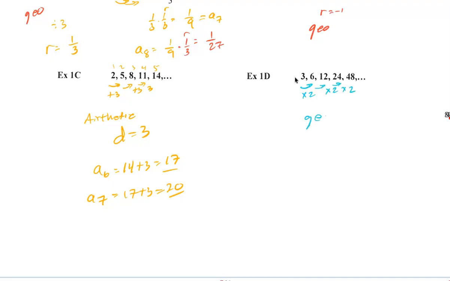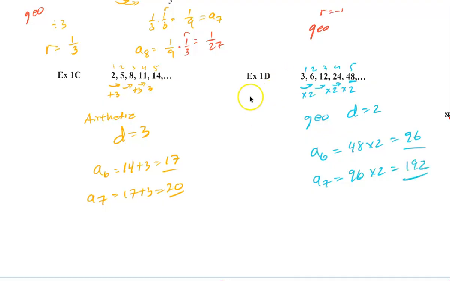So this is geometric, and our d is 2. So 1, 2, 3, 4, 5. So we need a6. All we're going to do is get that last term and times it by 2, and you get 96. And then if you want the next term, just get that term and times it by 2. And you get 192.